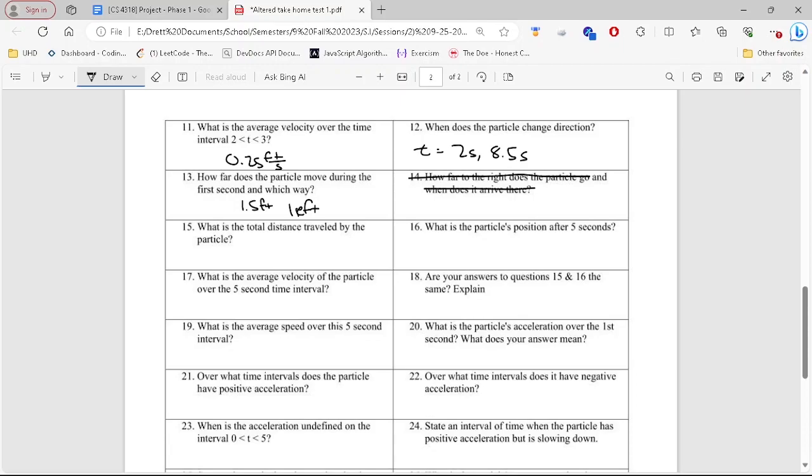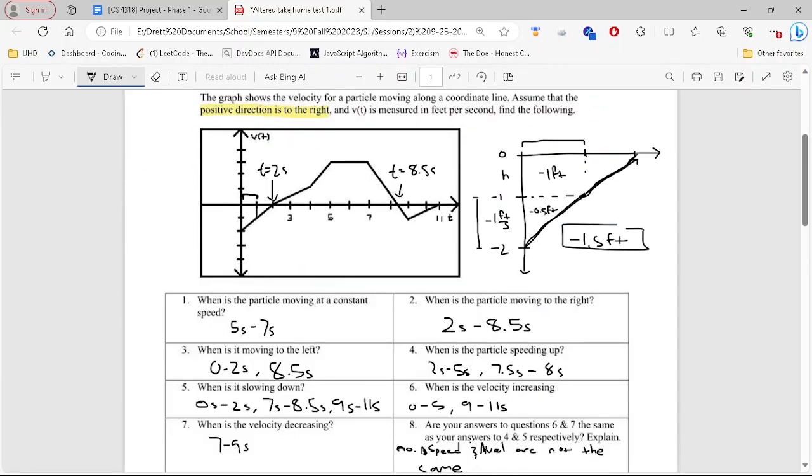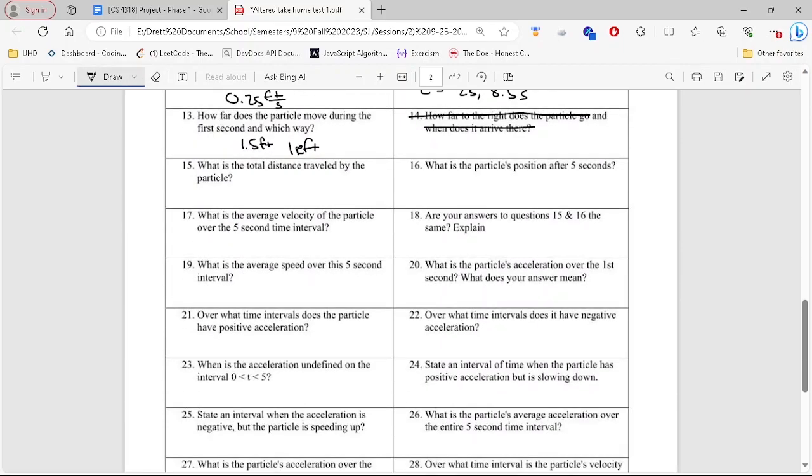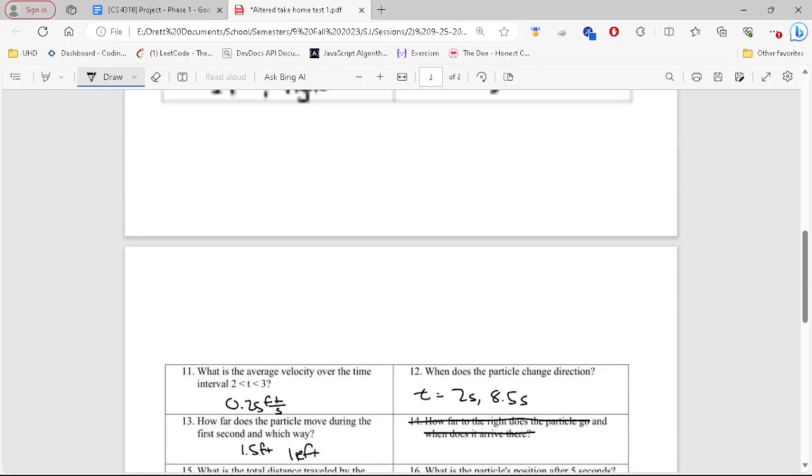What is the total distance traveled by the particle? Okay, so as I stated before, if you can break it up into parts and calculate all the areas under the graph, then we are good. We're dandy. We can calculate the total distance traveled by the particle.